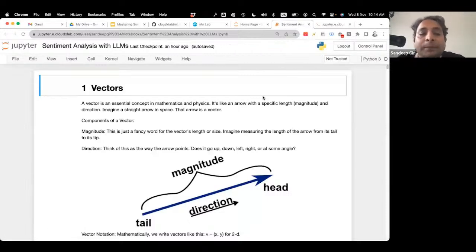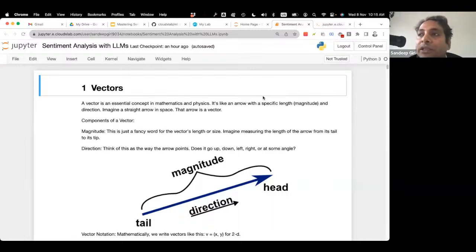So before jumping into embedding, let me briefly talk about something that you studied long back, the vectors. The vector is an essential concept in maths, physics, and computer science, and people in these three fields look at vectors in different ways. In physics, a vector is something that has direction and magnitude.